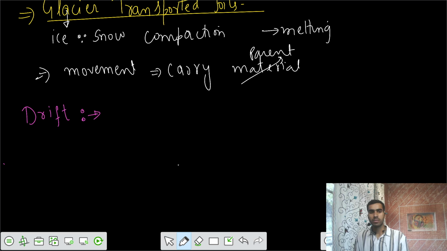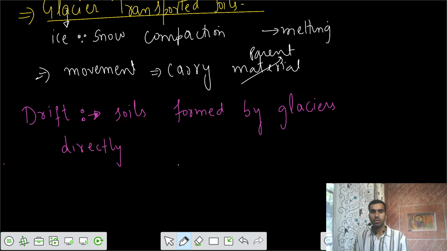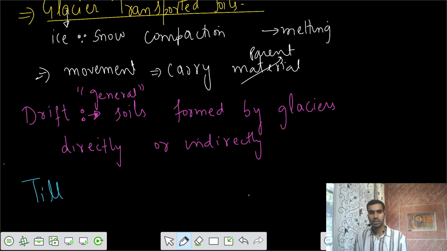That means drift is a term used for the soils formed because of the transportation caused by the glaciers. So these are the soils formed by the glaciers. It can be directly formed or it can be indirectly. So this is your general term for the soils formed by glaciers. Now, if I want to go to the specific term, there's one more specific term that we call till. This is specific. We are directly getting this soil because of the glacial movement.